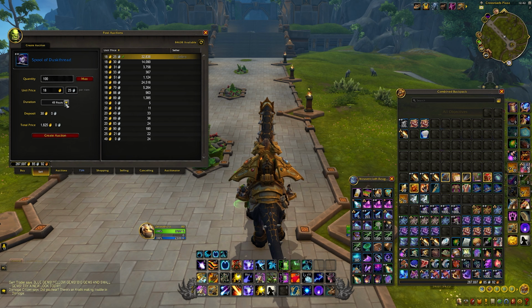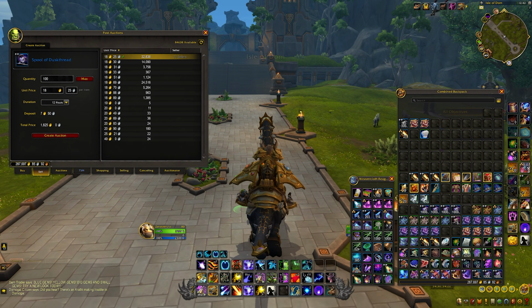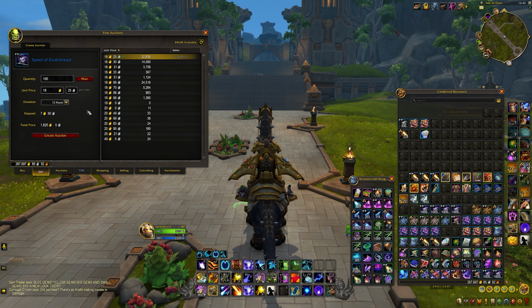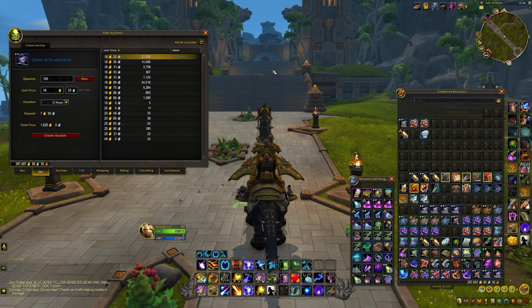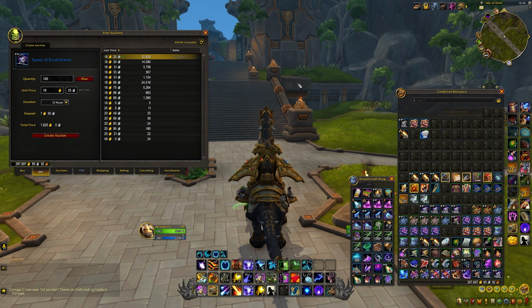As you guys can see, this is really important. Only post your items for 12 hours. If you know that it is a competitive market and you're going to get undercut, you have to post for the lowest duration. Otherwise, you're going to pay too much in auction house deposit fees, and that is going to take away all of your profit from the items that you are selling.